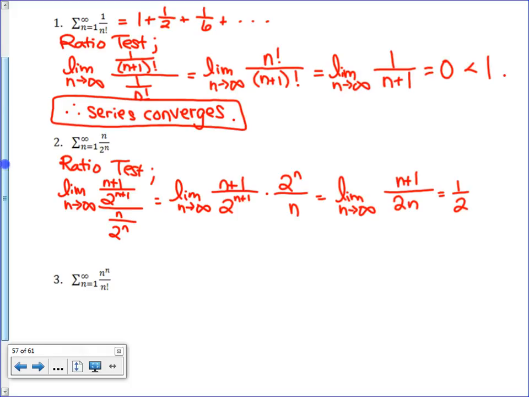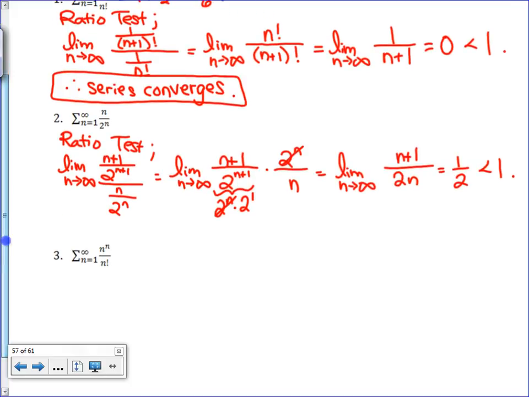Which one's greater? Why? How was I able to simplify? Because this is so helpful, but how? What does 2 to the n plus 1 equal? 2 times 2 to the n. Remember, adding exponents means there was another multiplication. So then I was able to simplify. So then I can say n plus 1 over 2n equals 1/2. 1/2 is less than 1, right? Therefore.